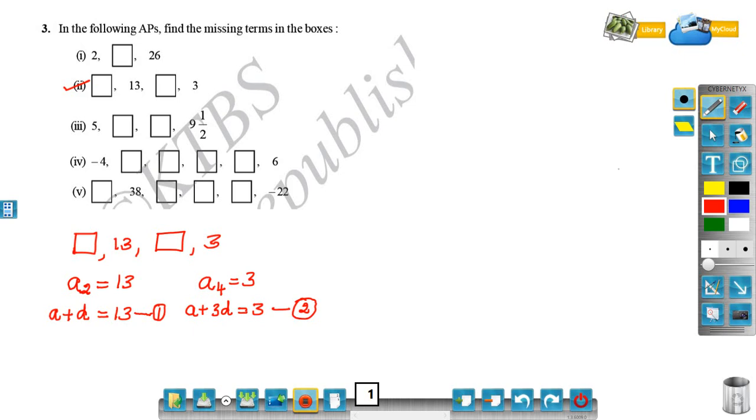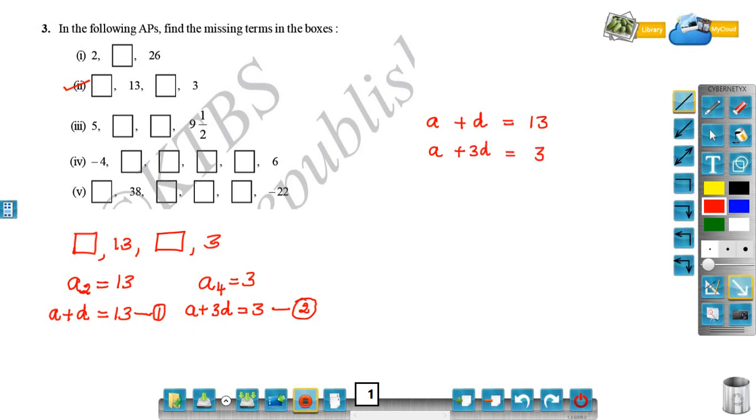There are different methods to solve a pair of linear equations. Here we have two linear equations. You can solve this by elimination method or substitution method. I will solve this by elimination method now. To solve by elimination method, write one equation below the other. a plus d is equal to 13, a plus 3d is equal to 3.